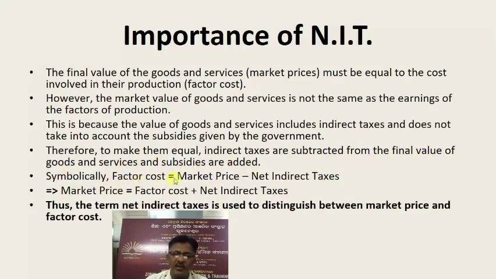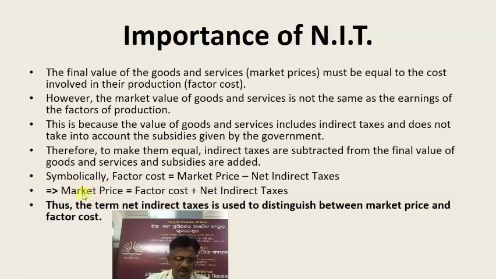Similarly, you can say factor cost is equal to market price minus net indirect taxes. If this is done, then the value of the product will be equal to the value of the product at factor cost. So it implies market price is equal to factor cost plus net indirect taxes. Thus, the term net indirect taxes is used to distinguish between the market price and factor cost. That means the value of the product at market price and the value of the product at factor cost can be distinguished on the basis of net indirect taxes. That is, when net indirect taxes are added to the value of the product at factor cost, then the value of the product becomes the value of the product at market price.